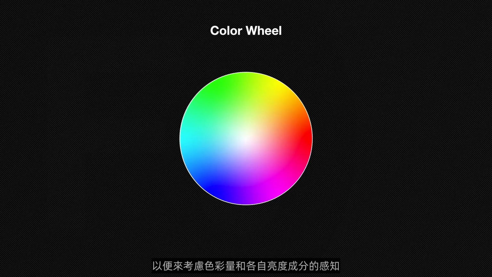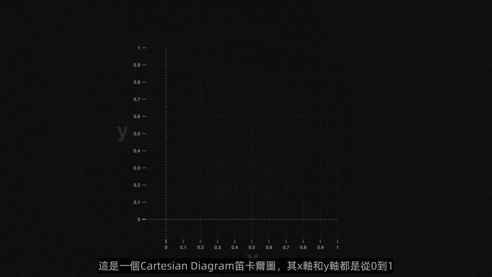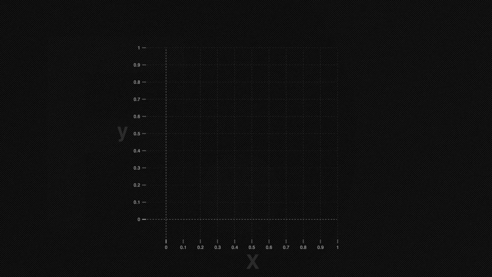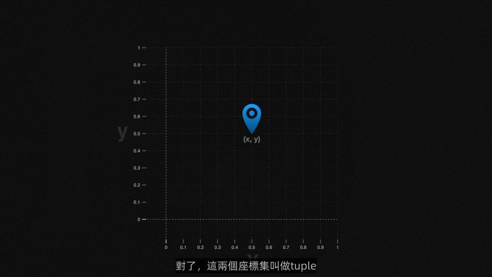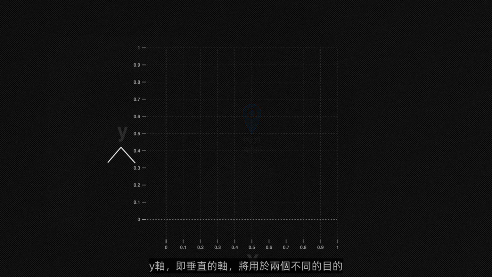their respective luminance component. This is a Cartesian diagram with both its x and y axes formatted from 0 to 1. So we can recall a sample based on its x and y coordinates. That set of 2 coordinates, by the way, is called a tuple. The y-axis, the vertical one, will be used for 2 different purposes.